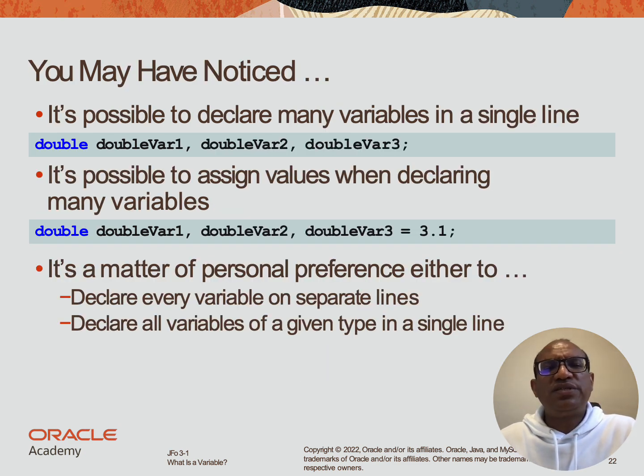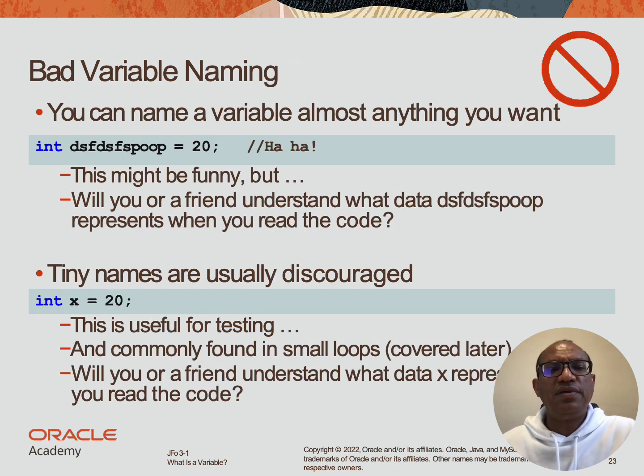You might also notice that you can declare multiple variables on a single line and even assign them values at the same time. This is optional and depends on your style. Now for naming. Funny or tiny variable names might work, but they make your code hard to understand. Clarity is key, especially for teammates or the future you.